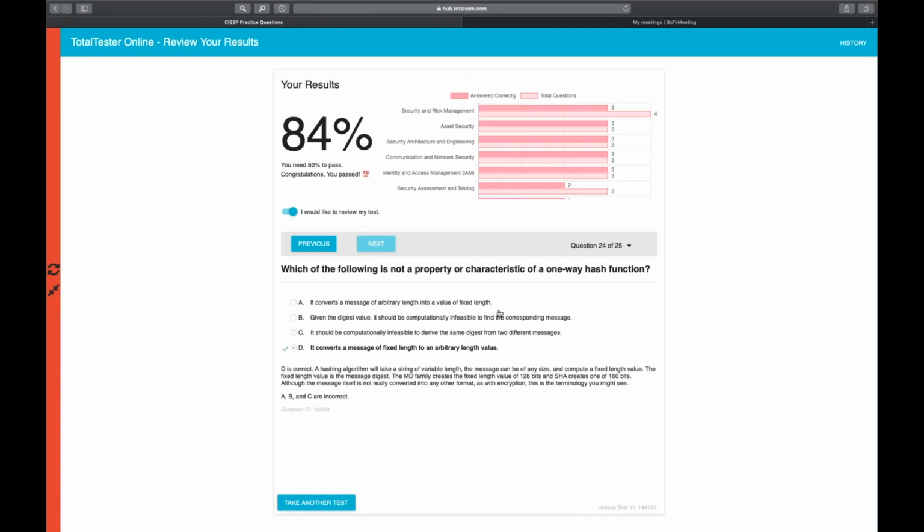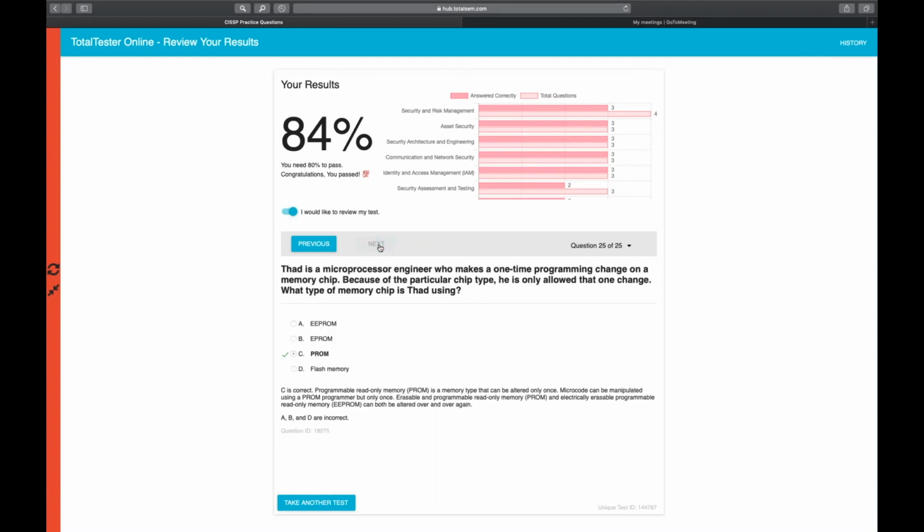Yeah, hash value. The incorrect statement was it does not convert messages from fixed length to arbitrary length, but vice versa. And PROM, we got that one right. Programmable read-only memory is a memory type that can be altered only once.